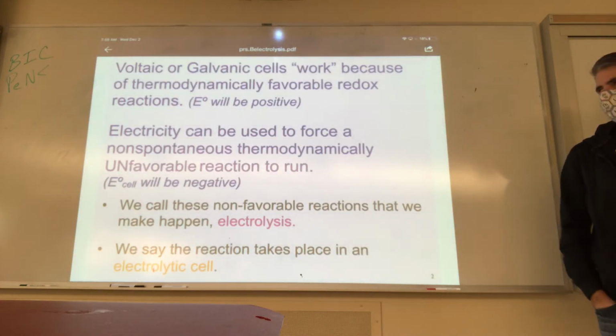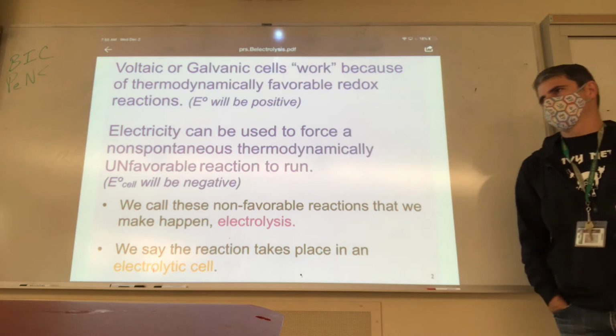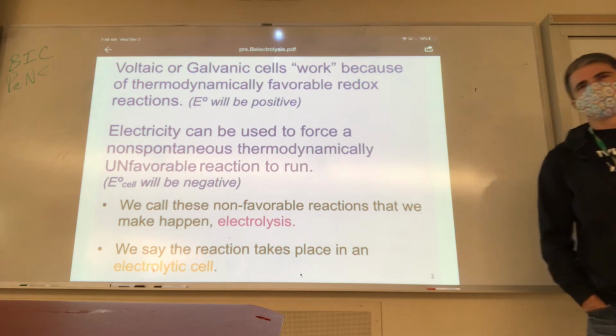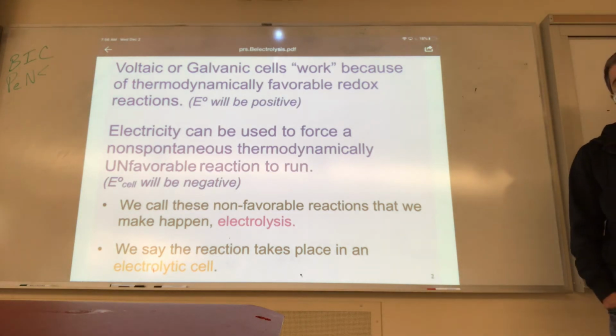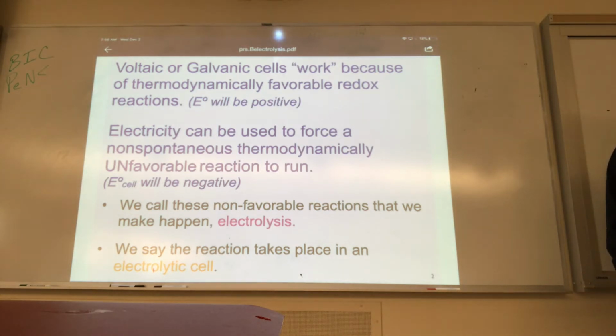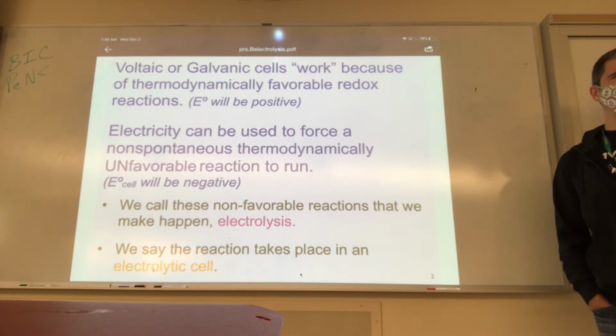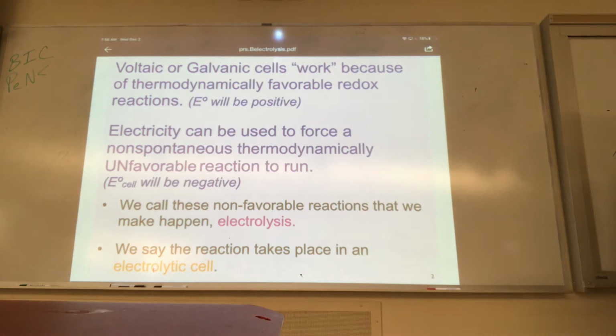So again, the reactions that we have dealt with up till now are referred to as voltaic or galvanic reactions, right? And those are thermodynamically favorable. And so when we look at the E cell on those reactions, or the E naught, the E naught is positive. Again, it has that positive voltage, which means that it's producing energy.